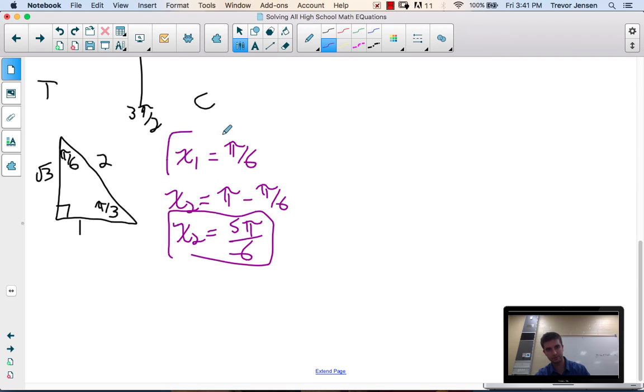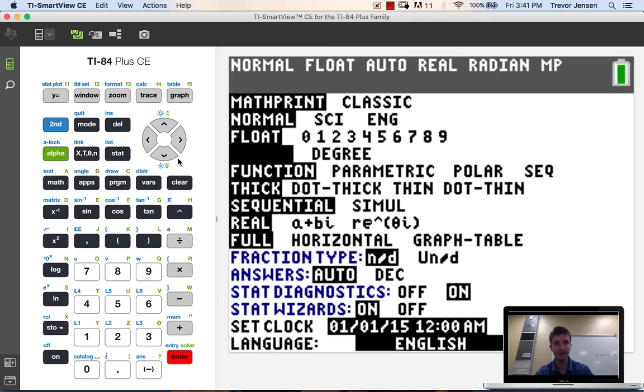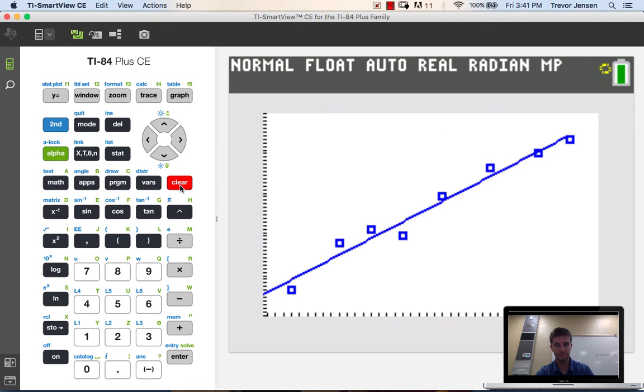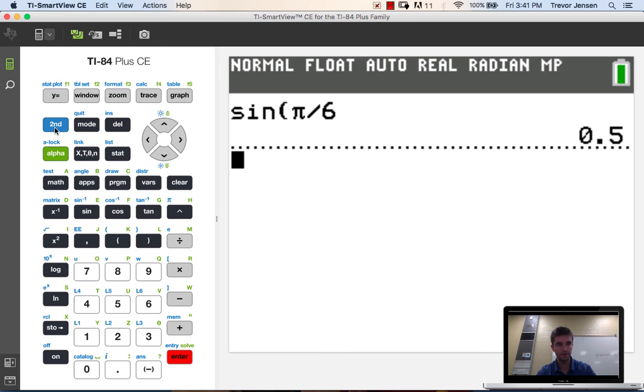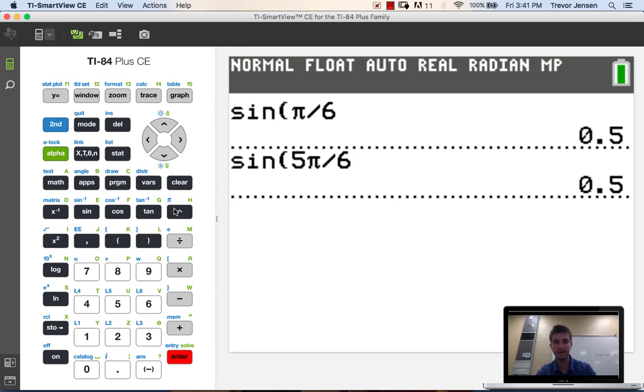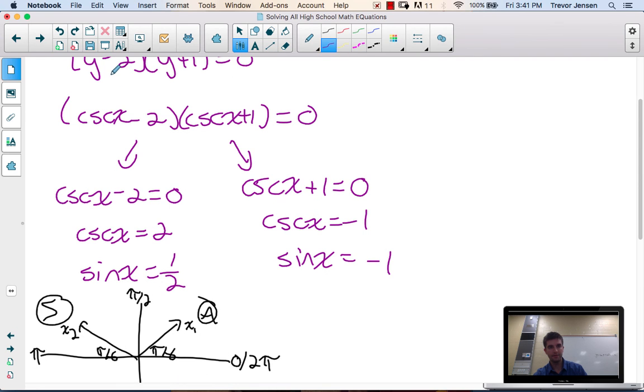So two answers. Both of those, if I do sine of either of those, I should get a half. Let me just check quickly. So sine of pi over 6, it's a half. How about sine of 5 pi over 6? It's a half. Both of those work. So that would make this factor 0, which would make the whole equation be 0.